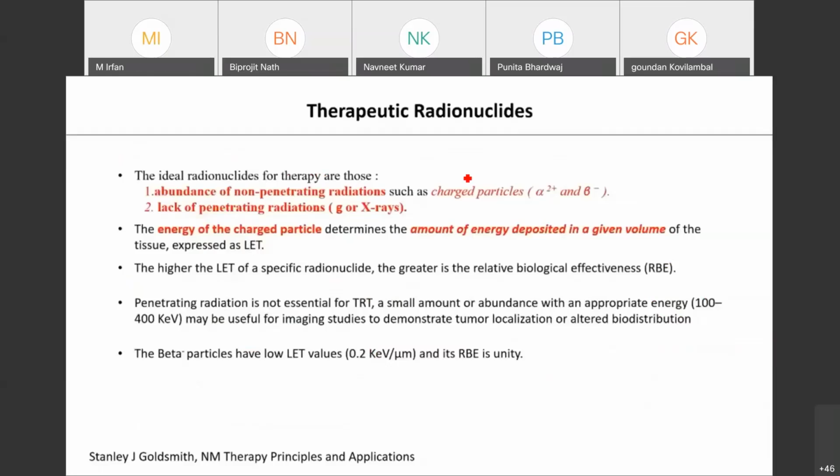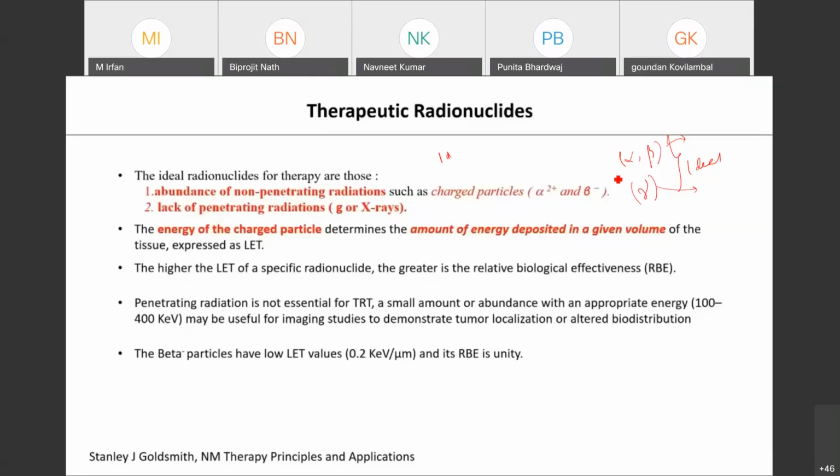First, for an ideal radiopharmaceutical to be used as a therapeutic agent, it must have an abundance of charged particles. It means this radionuclide must decay by means of alpha decay or beta decay process. It must not decay by gamma decay process. So that's the ideal one. Fine. And these charged particles are non-penetrating, while gamma rays are highly penetrating radiation. So an ideal radionuclide to be used in therapy must have a higher abundance of non-penetrating radiations like alpha particles or beta particles, and it must not have penetrating radiations like gamma rays or X-rays.